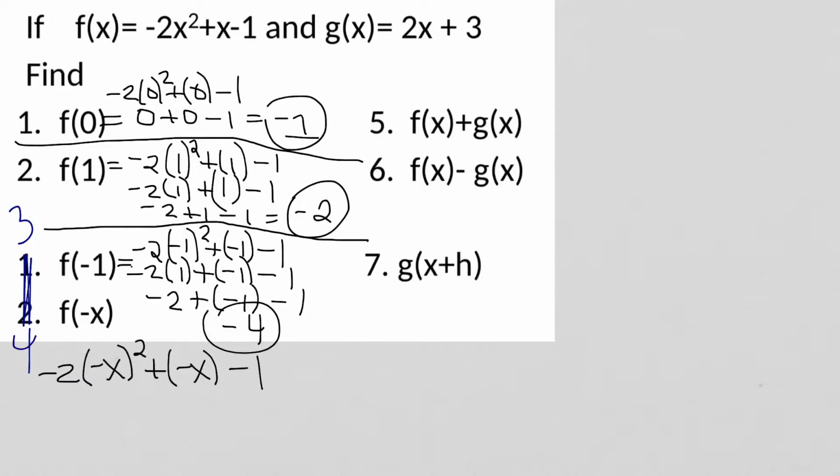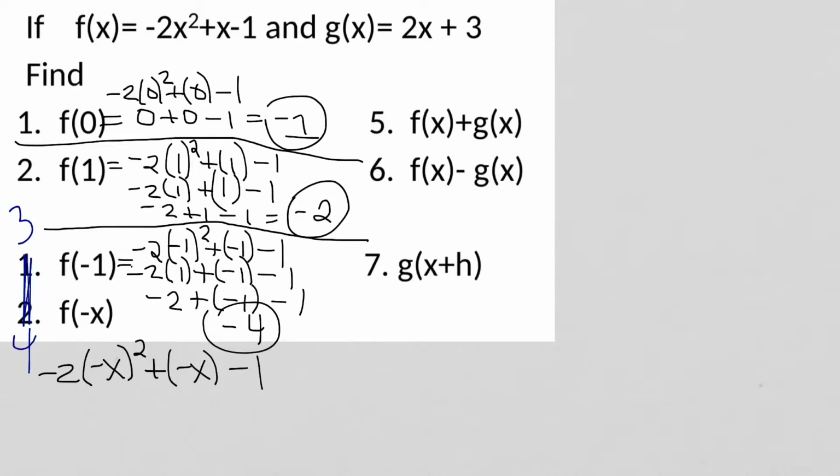All right, for number 4, f of -x. Well, instead of plugging in a number, you're plugging in a letter, a variable. So I'm replacing my x's with -x. So I did that for you here. What do I do first? Same thing, order of operation.